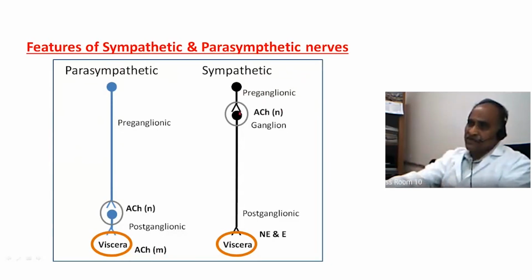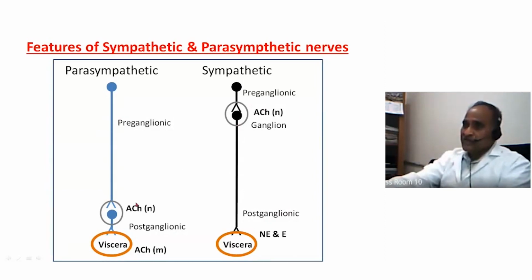Now, in the case of sympathetic fibers, the preganglionic fibers are shorter. That means they will make a paravertebral chain of ganglia. And from this ganglion, the postganglionic neurons start, and these postganglionic neurons reach the anterior root, and then they reach the respective viscera, whatever visceral organs they have to supply. These are postganglionic. So longer postganglionic axons here, and shorter preganglionic axons.